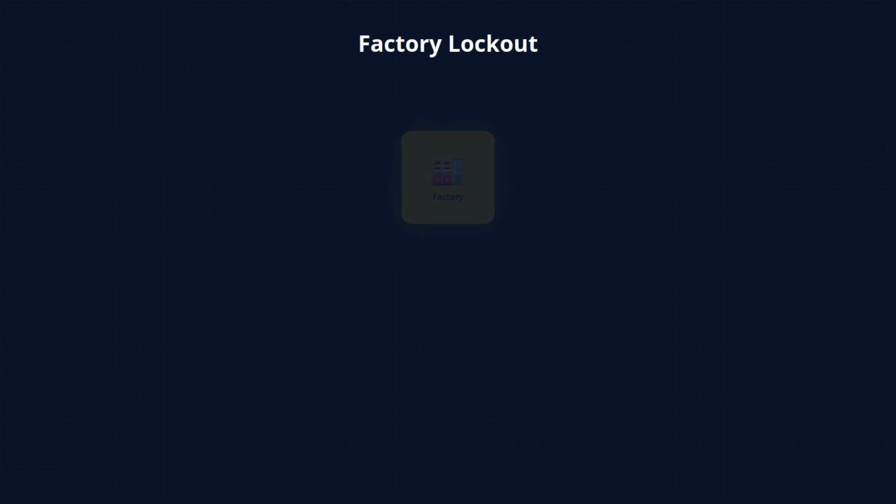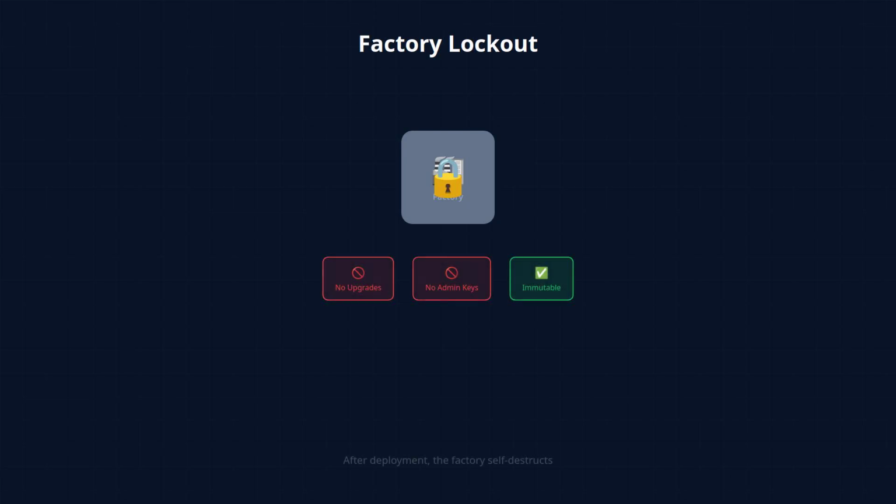Once a property suite is deployed and configured, the factory locks itself out. No further modifications are possible from the factory. This immutability ensures that property terms can never be changed after launch. Investors can trust that the rules governing their investment are permanent.